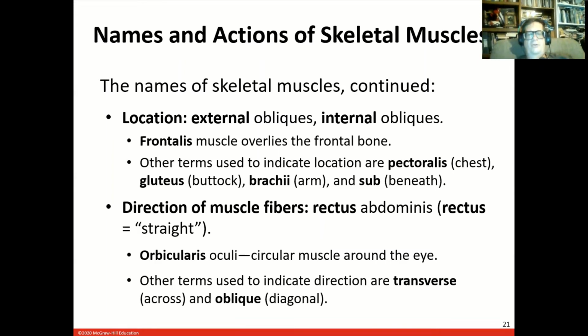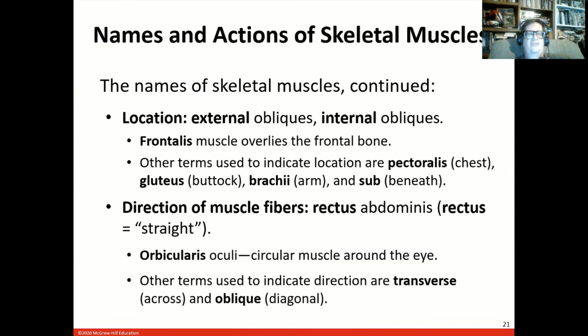Sub would be below. Rectus means straight, where it says the rectus abdominis. That's the muscle that everybody's talking about working out to get a six-pack. That's seeing the segments of the rectus abdominis. Orbicularis oculi, this would be the muscle around there. Orbicularis oris would be right here, around the oral cavity, around the mouth.